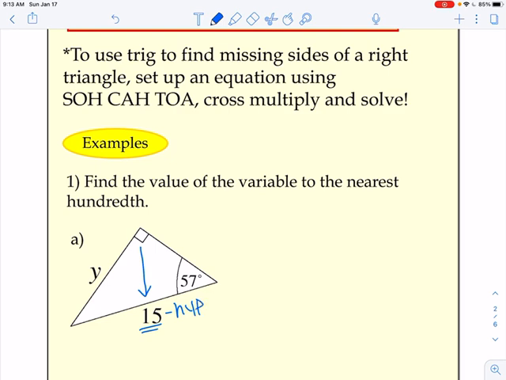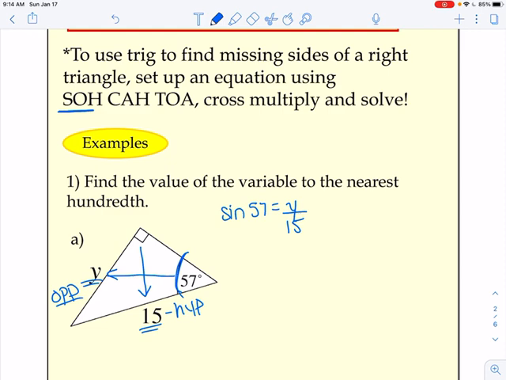So I have the hypotenuse, and 57 is the angle that we're talking about here, and that y is directly opposite that. So I have the opposite side and the hypotenuse. So I need the O and the H. O and the H is part of your sine. So we're going to say that the sine of 57 equals the side opposite, which is y, over your hypotenuse, which is 15. Okay, and again, we're going to cross multiply and solve here.